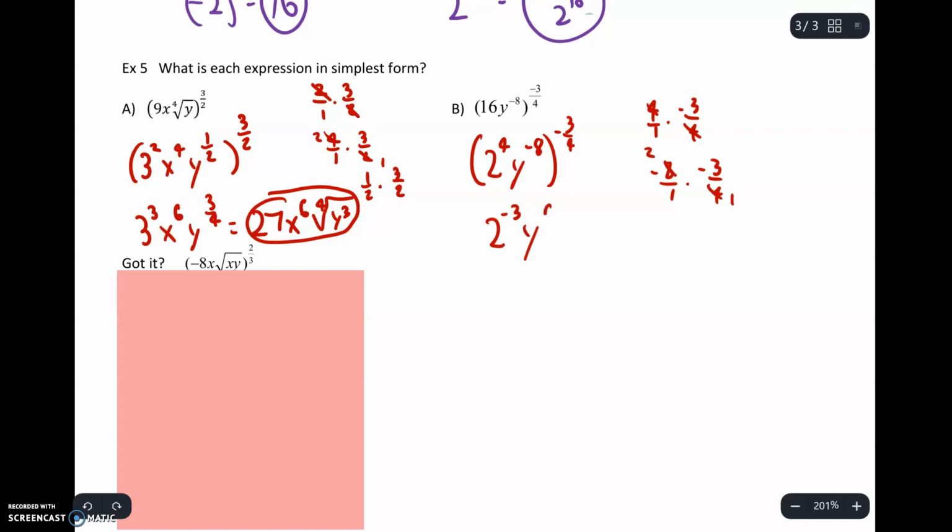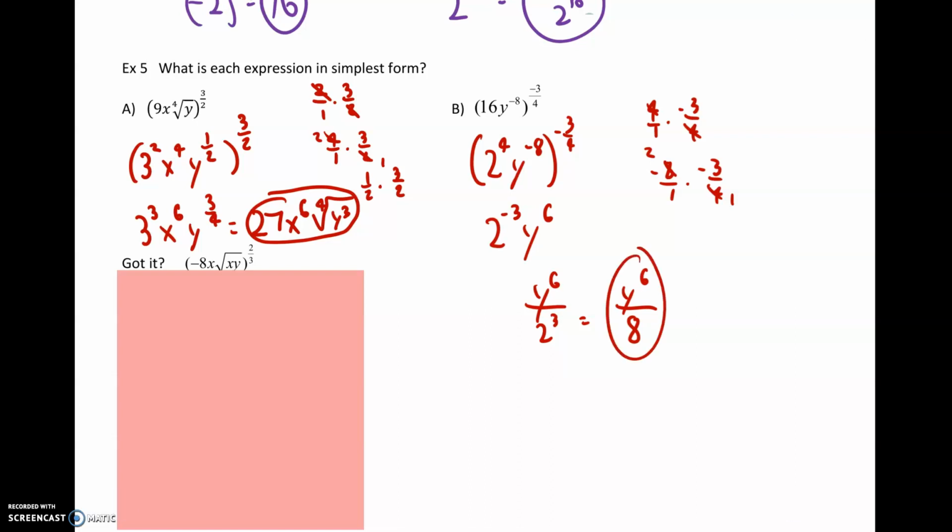We do want to watch out for negative times negative giving us a positive, but if I have something like 2 to the negative 3rd power, remember that's going to go to the bottom of my fraction, and 2 to the 3rd, again, also a small enough power, I would be able to just simplify that as 8. So y to the 6th over 8, final answer. Y had a positive exponent after I multiplied. 2 had a negative, so that's why that ended up on the bottom.